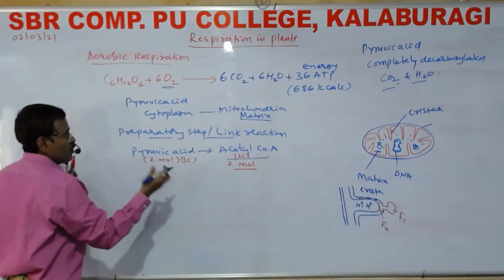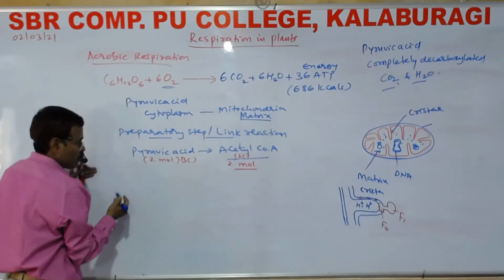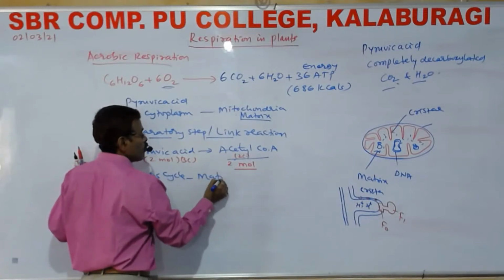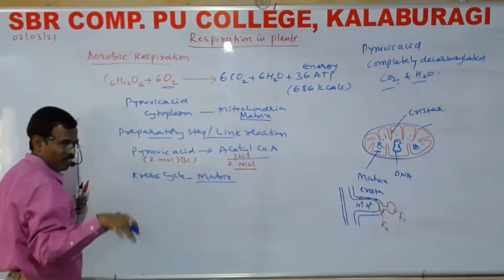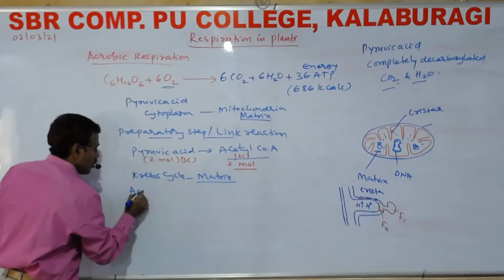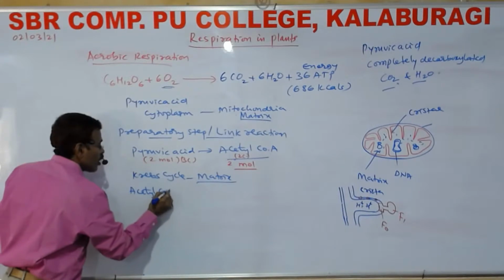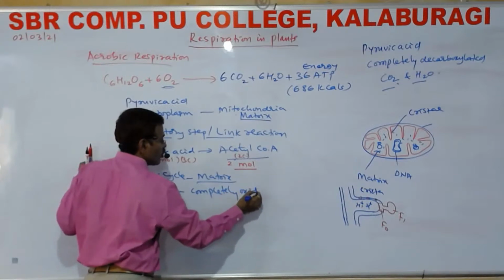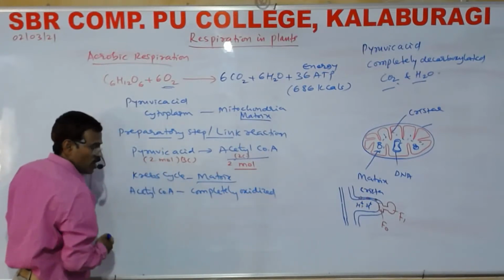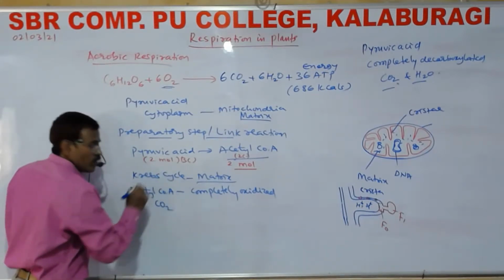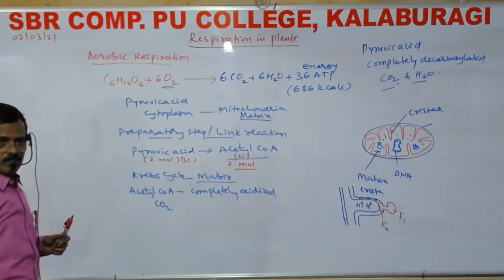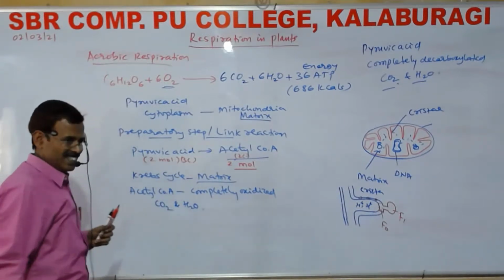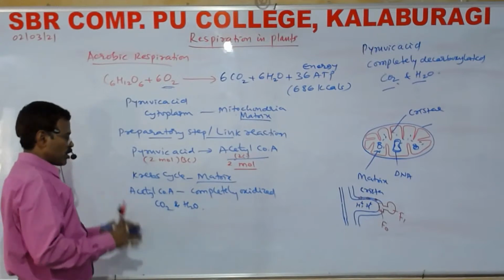Okay. Now, after the preparatory step for link reaction which occurs in matrix of mitochondria, then there will be Krebs cycle. This Krebs cycle also occurs in matrix of mitochondria. So during this, what happens? This acetyl coenzyme A is completely oxidized. So when it is completely oxidized, it is going to release carbon dioxide molecules and it can also produce a few water molecules.